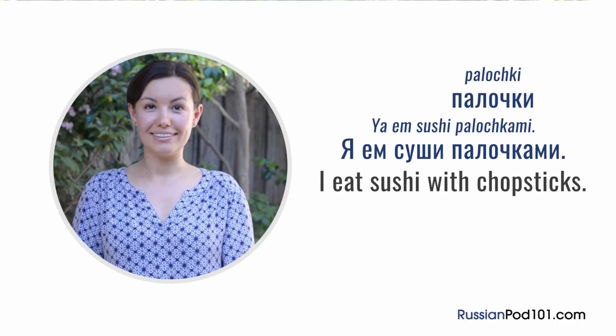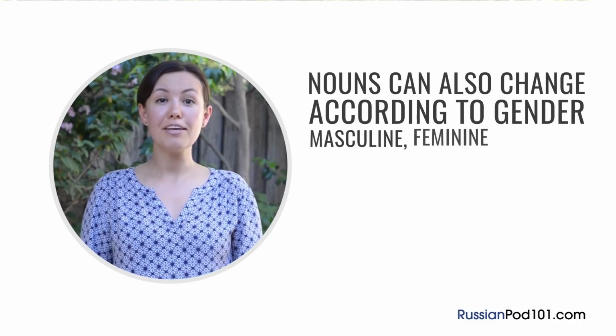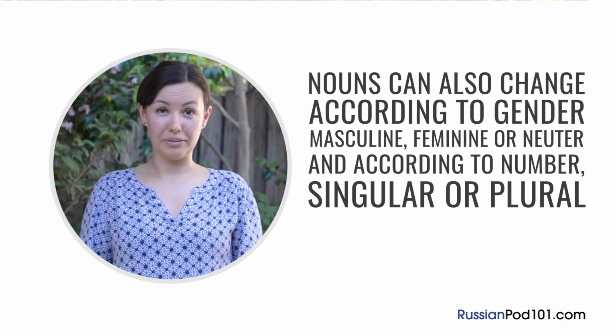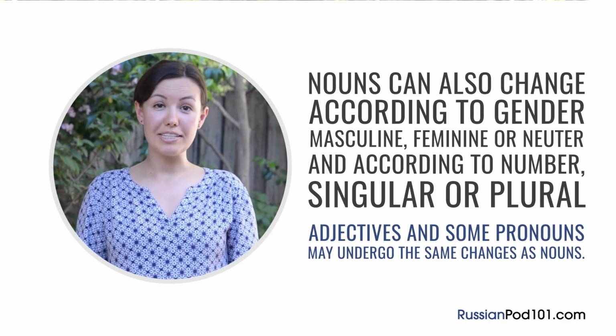Nouns can also change according to gender, masculine, feminine or neuter, and according to number, singular or plural. Adjectives and some pronouns can undergo the same changes as nouns. But don't you be scared. In some ways, Russian is even easier than English. First, there are no articles in Russian, as opposed to English, and some other languages like Spanish or French, which even have gender articles.